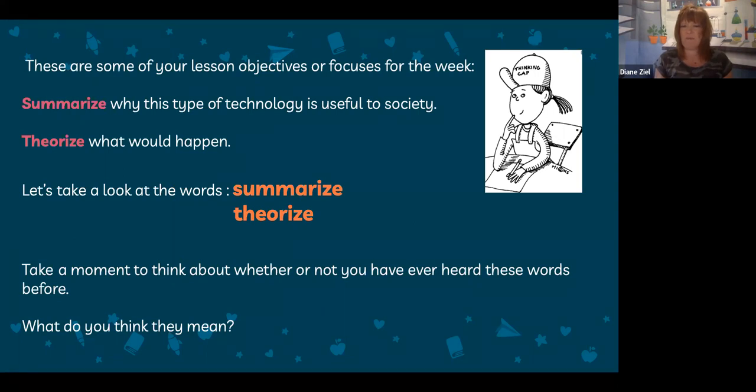Take a moment and think about whether or not you've ever heard these words before, possibly in another subject area. Maybe you were asked to summarize a text in ELA or to write a summary. Do you remember what that means? Can you make a connection to that word? Can you think of an example of when you may have had to summarize before? Or theorize. What do you think these words mean? Take a moment to think before we move on.